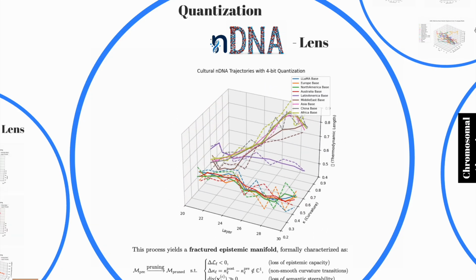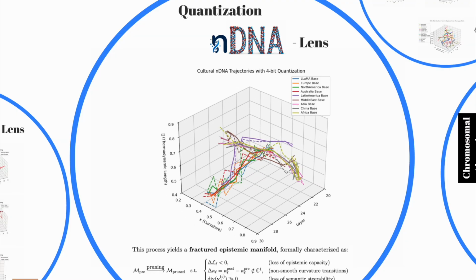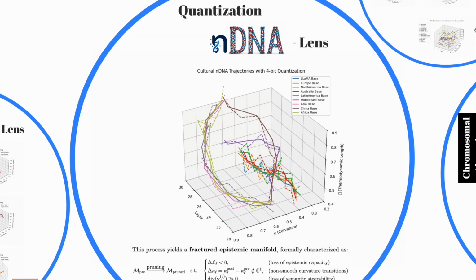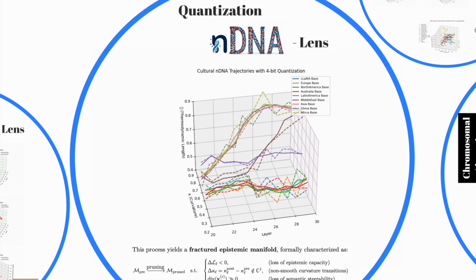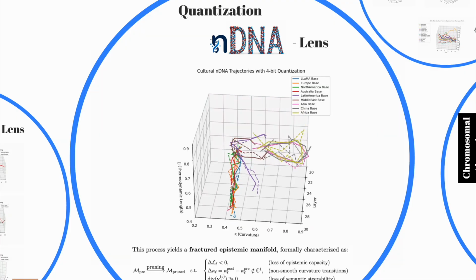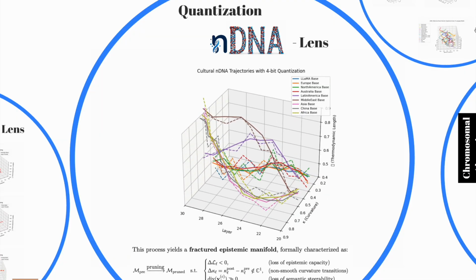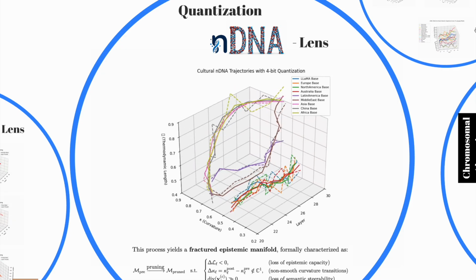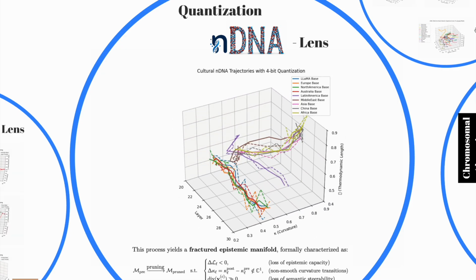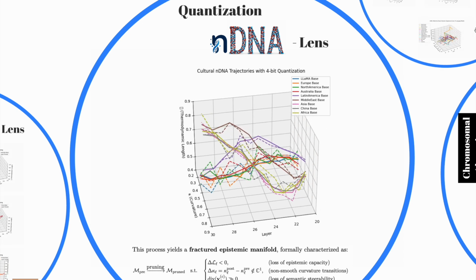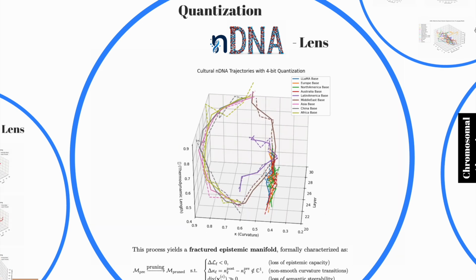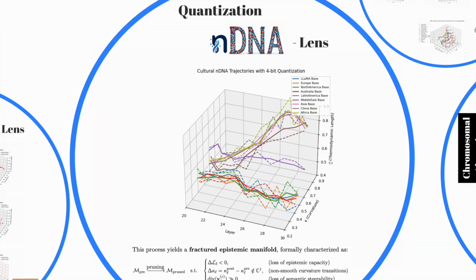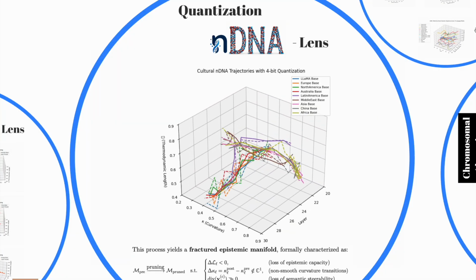In mathematical terms, quantization maps a pre-model M_pre to a compressed M_pruned, producing a fractured epistemic manifold characterized by 3 tests. Delta L at layer ℓ is negative across many layers. Translation: the change in thermodynamic length is negative. The student's path gets shorter layer by layer. This is loss of epistemic capacity. The network does less internal work before it answers.